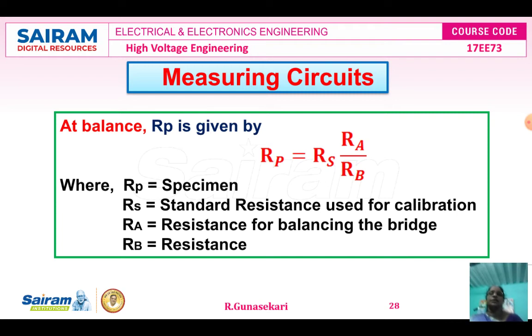At balanced condition, we measure the specimen Rp by using the formula Rp equal to Rs into Ra divided by Rb. The Rp represents the specimen. Rs is nothing but the standard resistance which is used for calibration purpose. Ra is the resistance for balancing the Wheatstone bridge measuring circuits. Rb is nothing but the resistance.